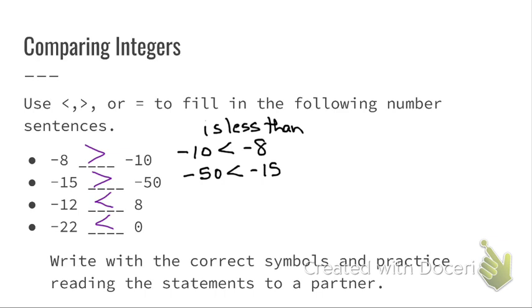And then down here, 8 is greater than negative 12. And 0 is greater than negative 22. So very similar to if I said, I am taller than Dana, then Dana would say, I am shorter than Carolyn. So when we compare two things, if we want to switch the order, the word's going to change, just like the symbol had to change.